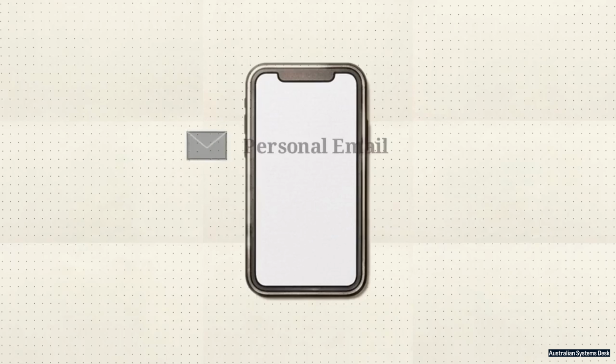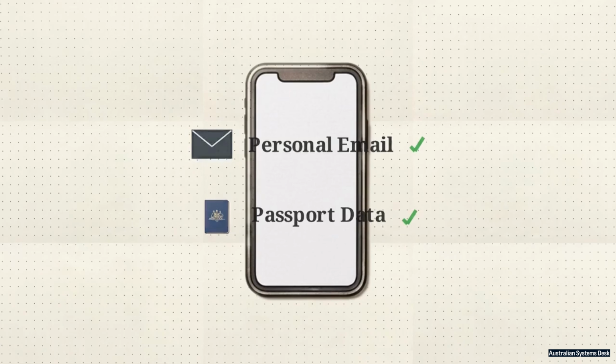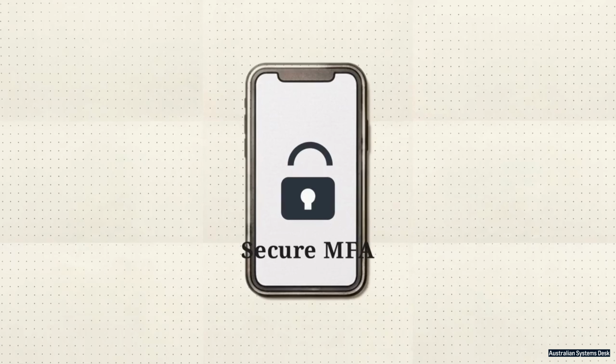Update your personal details across all platforms before you fly. Change your registered email to a personal address. Record your exact passport numbers and set up alternative multi-factor authentication methods so you aren't locked out of your account when you cancel your Australian phone number.